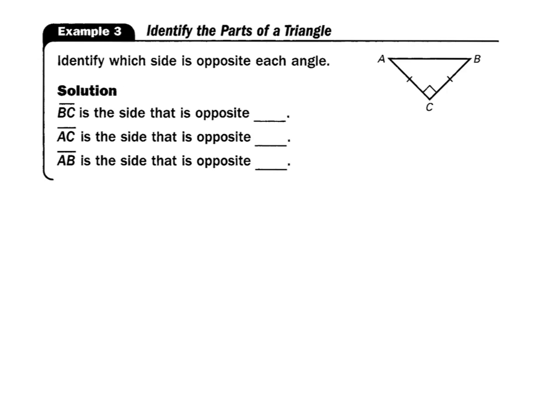Okay. Last example. Now we're asked to identify the parts of the triangle. Identify which side is opposite each angle. So BC, let's see, BC is right here. And the opposite angle would be right here. So that would be angle A. Now AC is right here in blue, and the opposite angle would be B. So AB would be C, which is the right angle.